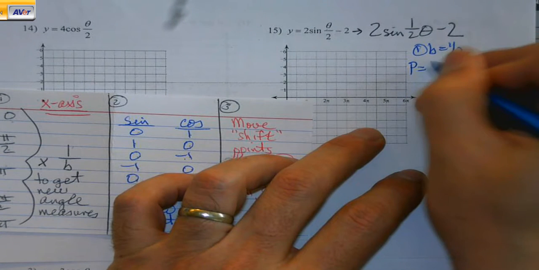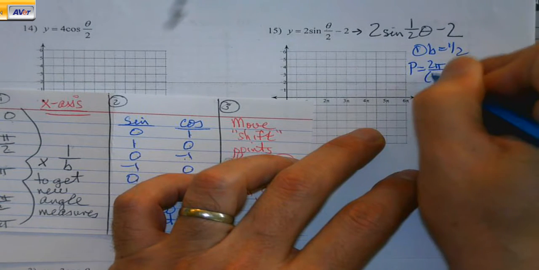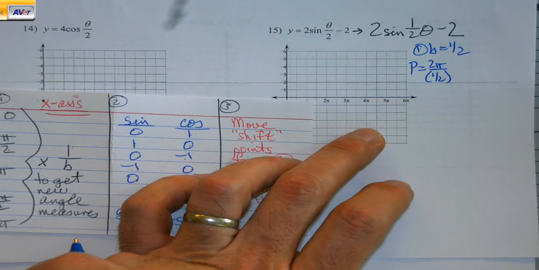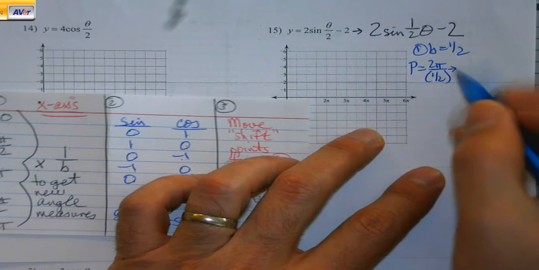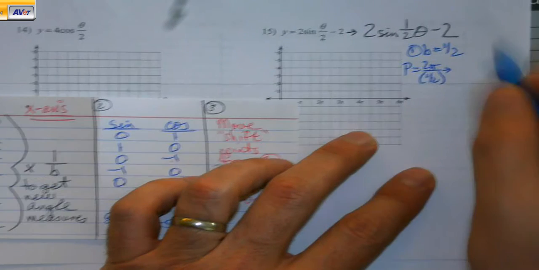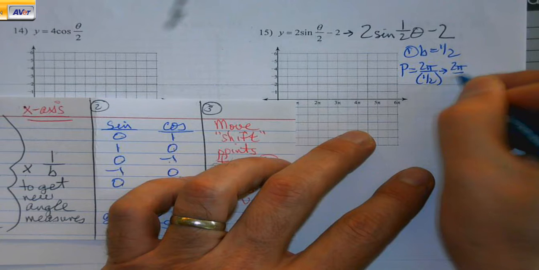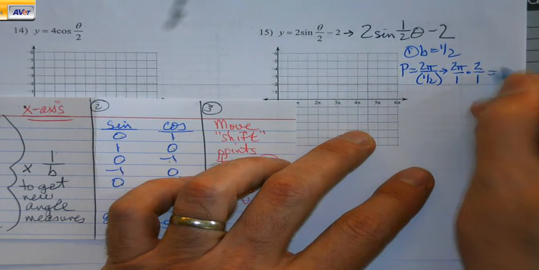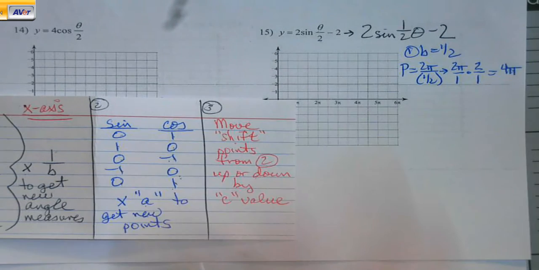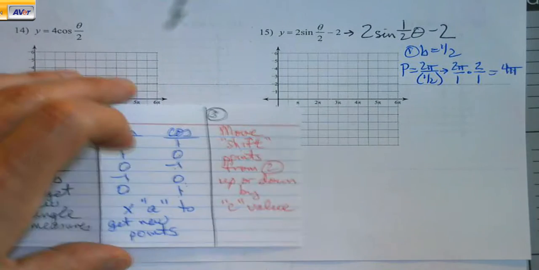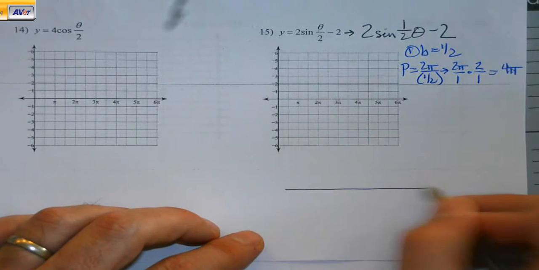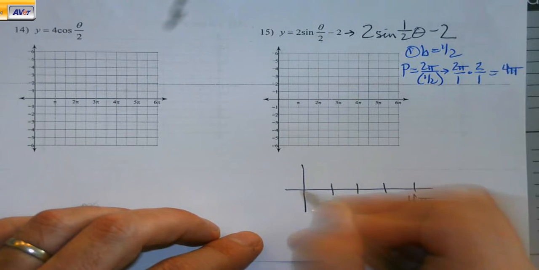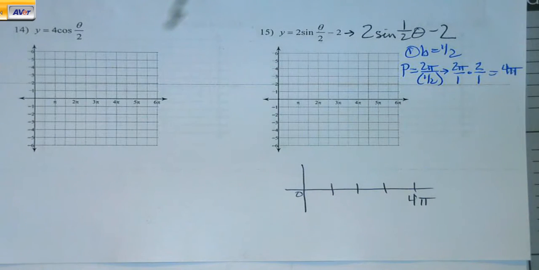My period is 2 pi divided by 1/2. 2 divided by 1/2 is not 1. Because remember, whatever you divide by, you multiply by its reciprocal. Dividing by a half, same as multiplying by 2. Which means my period is 4 pi. It got bigger. So that's my last value.